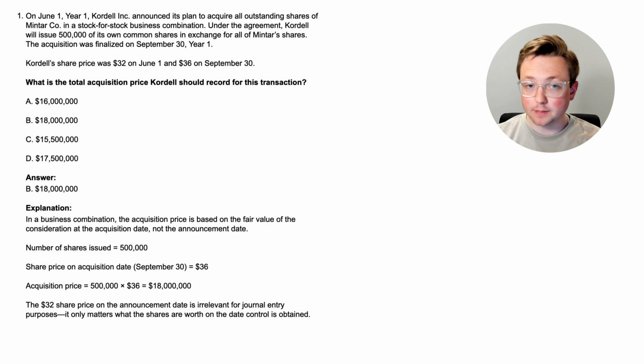So the date that you need to pay attention to is the day that it was actually performed, the day the actual acquisition happened. In this case, they have 500,000 shares, and on September 30th, when the acquisition actually happens, it's $36. So 500,000 multiplied by $36 is $18 million. So that's the acquisition price. The $32 share price on the announcement date is irrelevant for the journal entry purposes. It only matters what the shares are worth on the date control is obtained.